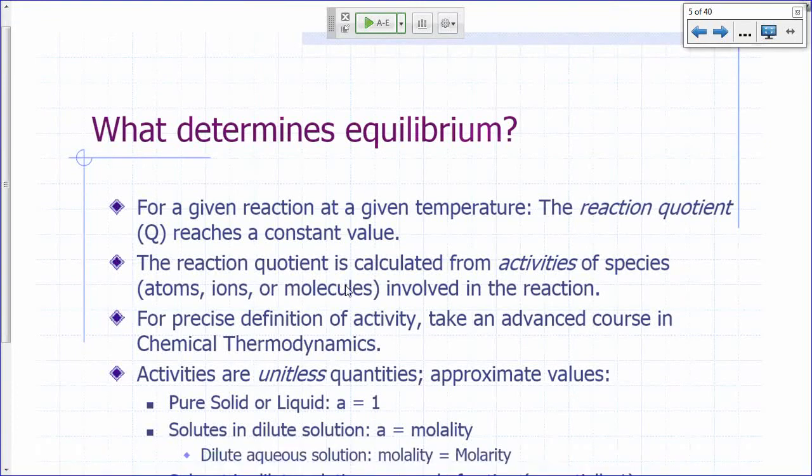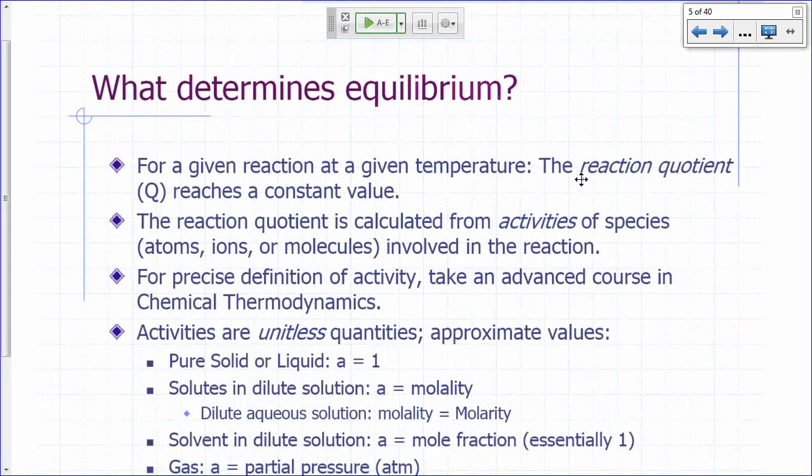For a given reaction at a given temperature, the reaction quotient reaches a constant value. That reaction quotient Q, we're going to define that in just a little bit. You calculate that from what we call activities of the species that are involved in the reaction. A species is our generic term for either an atom, an ion, or a molecule that's involved in a reaction.